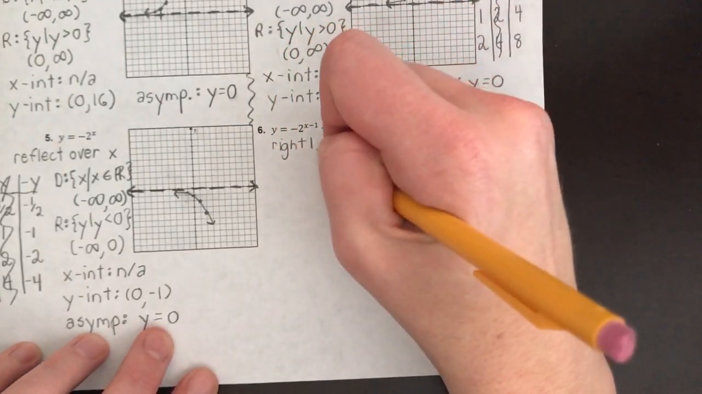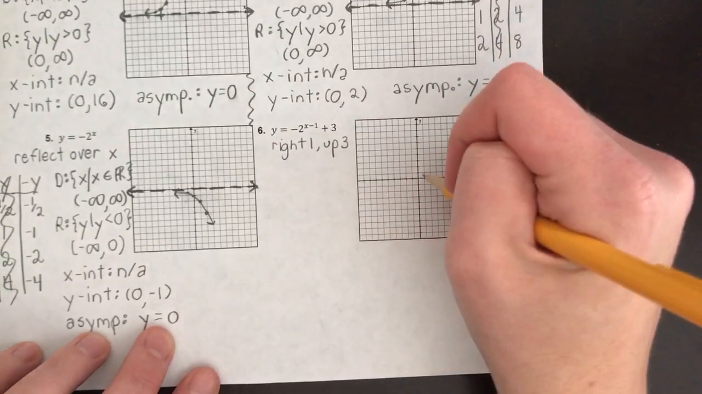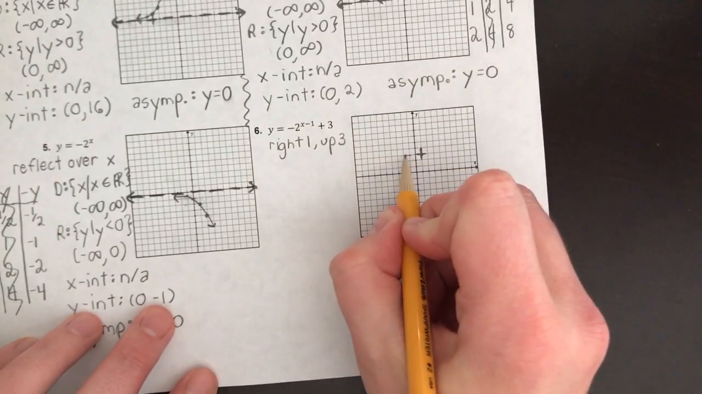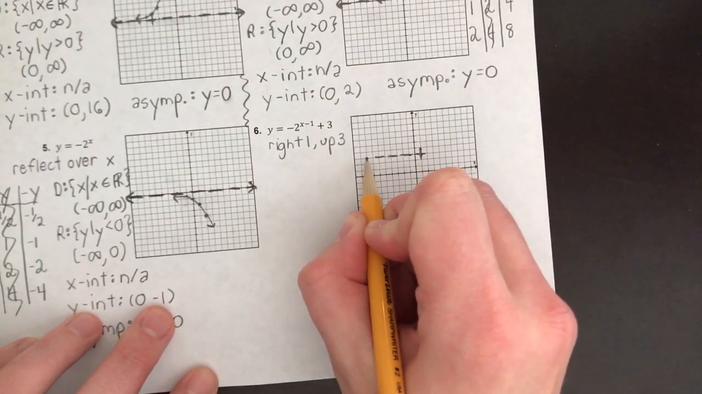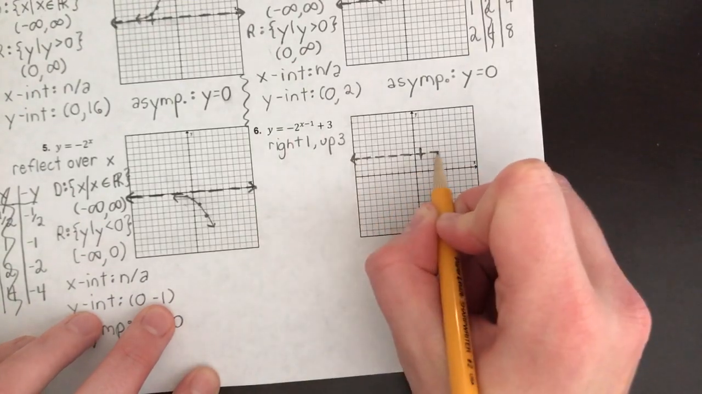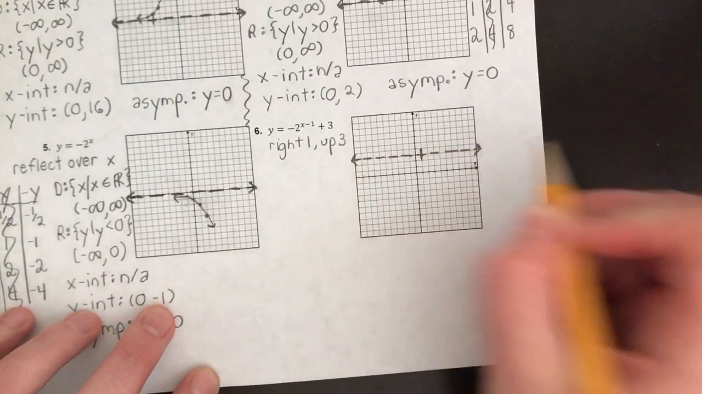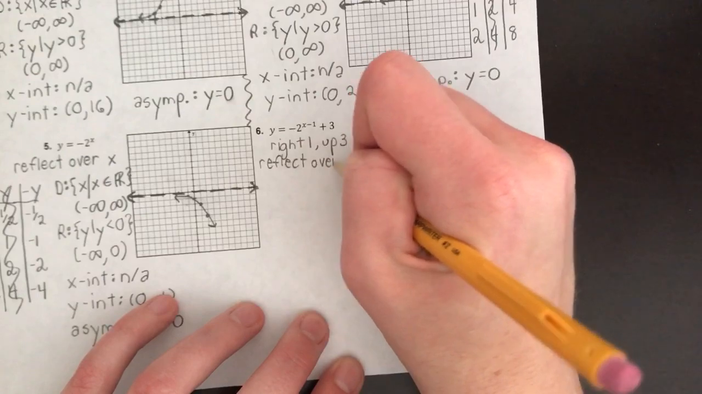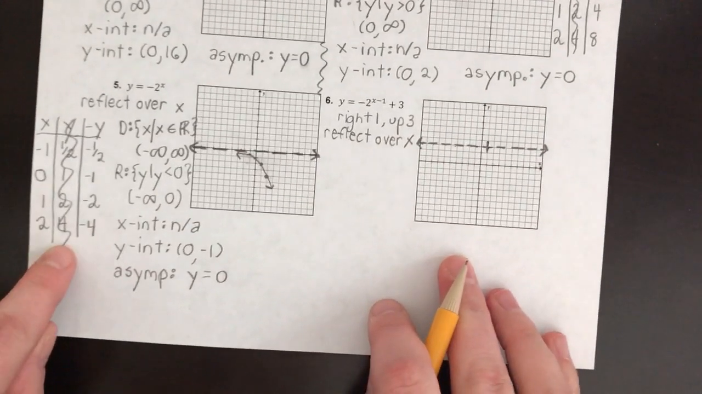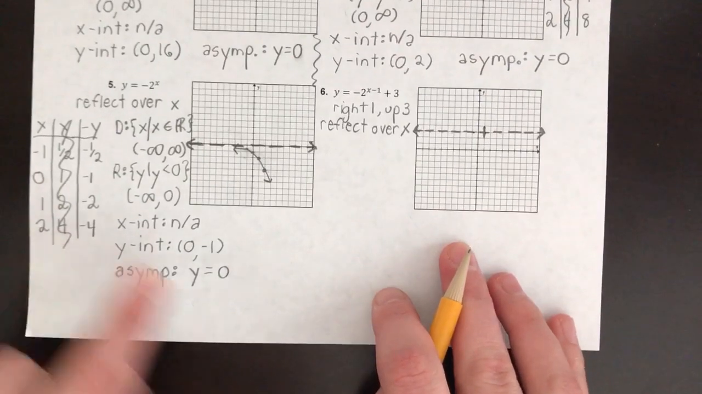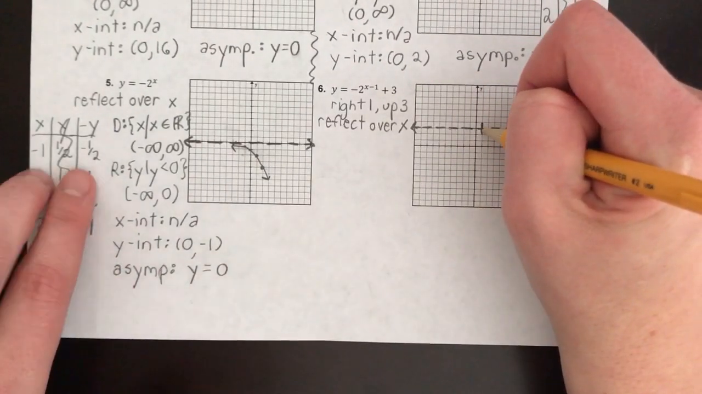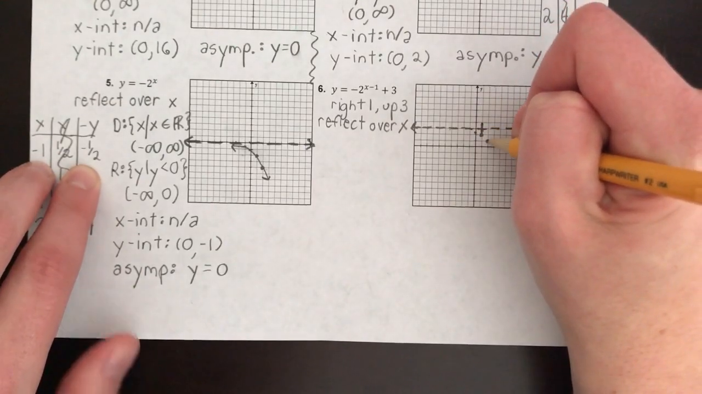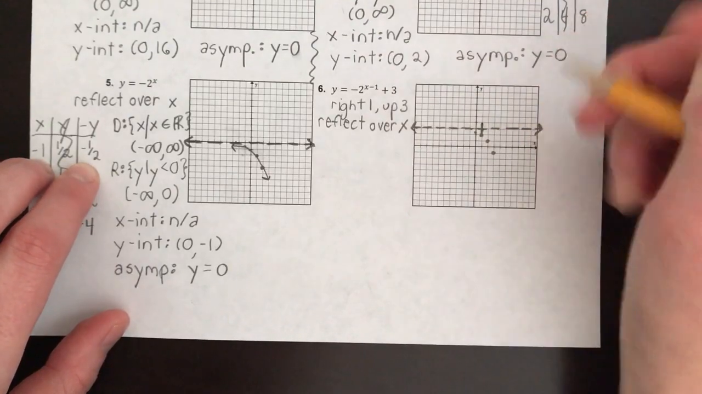right 1, up 3. So that's the first thing I'm going to do. Right 1, up 1, 2, 3. I'm going to draw that new origin, which means I need to go ahead and just take the time to right now draw that asymptote. Okay, I also reflect over x. So in order to save time, I've already got the table for reflect over x. I'm just going to utilize it. I'm not going to reinvent the wheel. So from here, I'm going to plot negative 1, negative 1/2, 0, negative 1, 1, negative 2, and 2, negative 4.